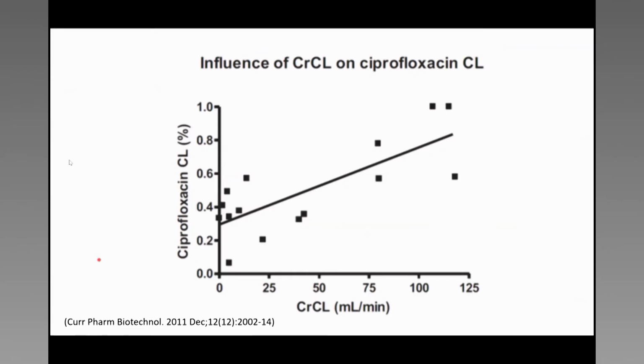Then if we look at changes in creatinine clearance with ciprofloxacin, again, this is an example of a drug where I said it's a mixture of hepatic and renal clearance. So about 30% hepatic and about 60% renal. Again, although there's a bit of spread and variability of the samples, it looks like this is performing as we would expect.